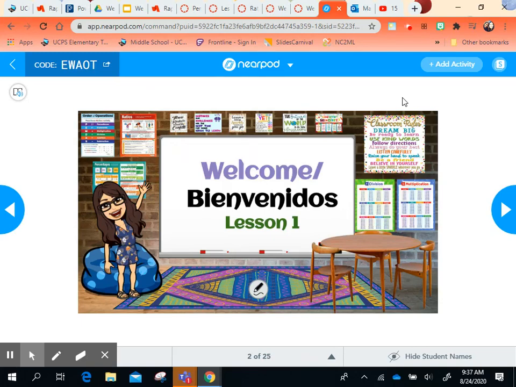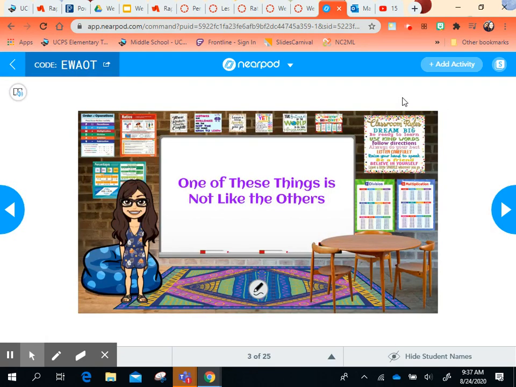Okay, so you'll notice that as the slides change on my screen, they will change on your screen as well. So lesson 1 for ratios and proportions. Today's lesson is called One of These Things is Not Like the Others.